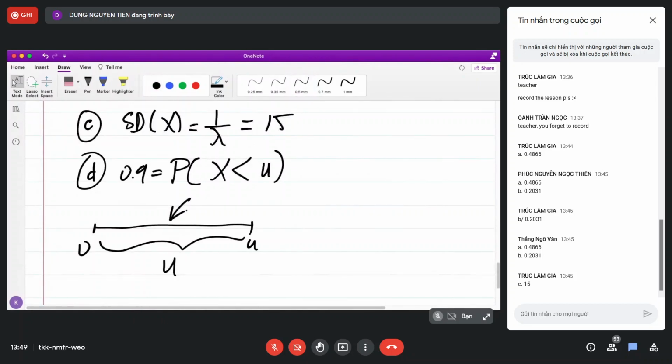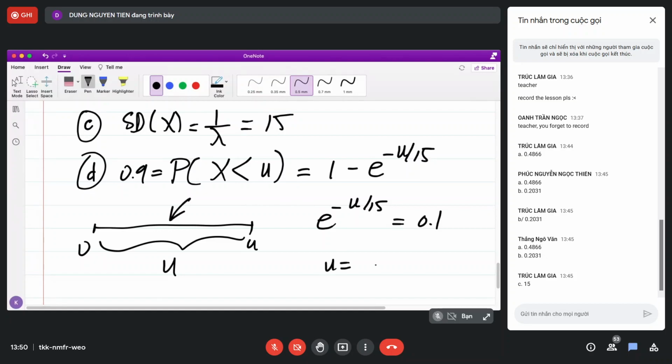You have at least one call. It means that the time between the calls, or let's say the time from now until the first call, is less than u, and then this becomes 1 minus e to the power minus lambda u, so you get u over 15, and then you can say that e to the power minus u over 15 equals 0.1, and then u becomes minus 15 times the logarithm of 0.1.